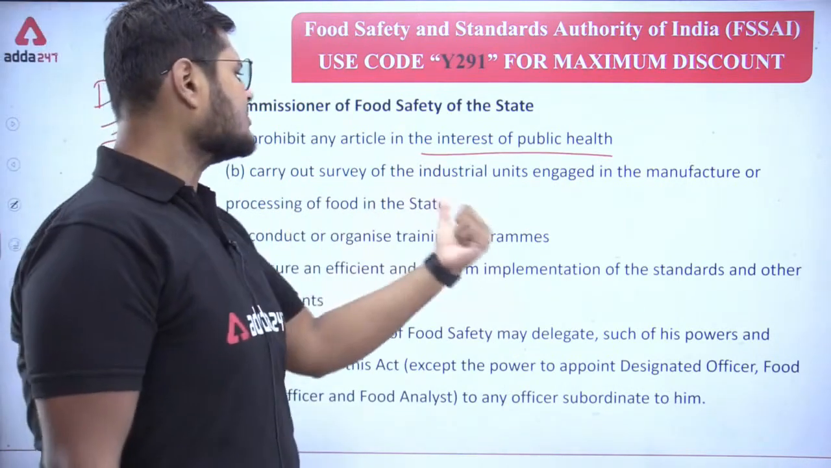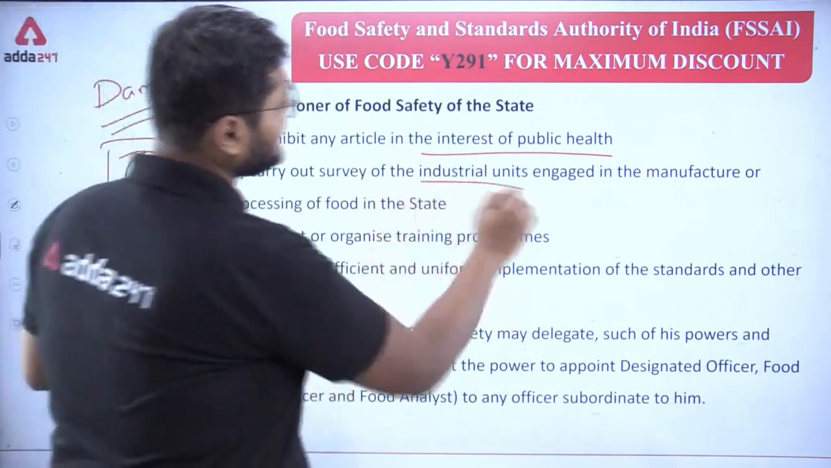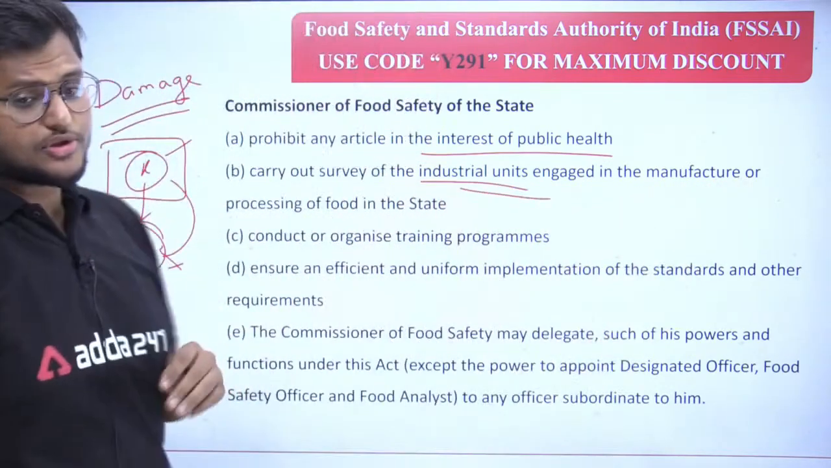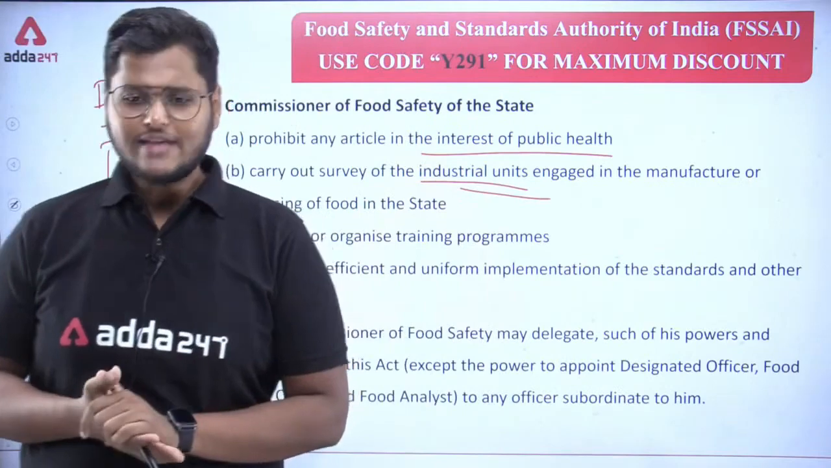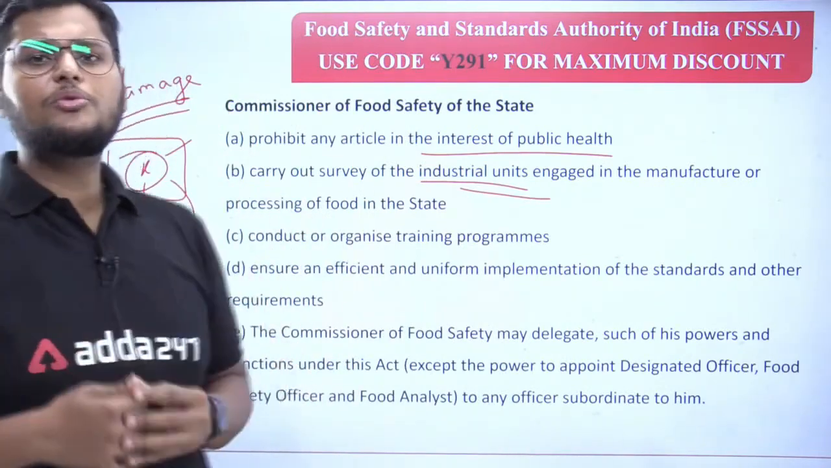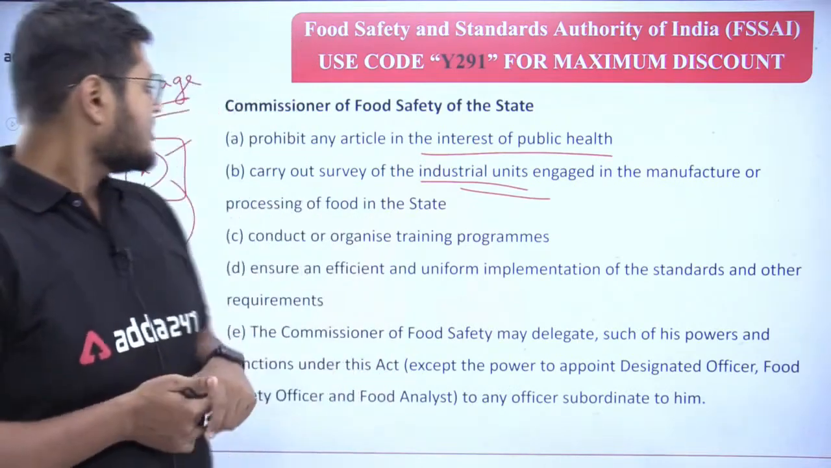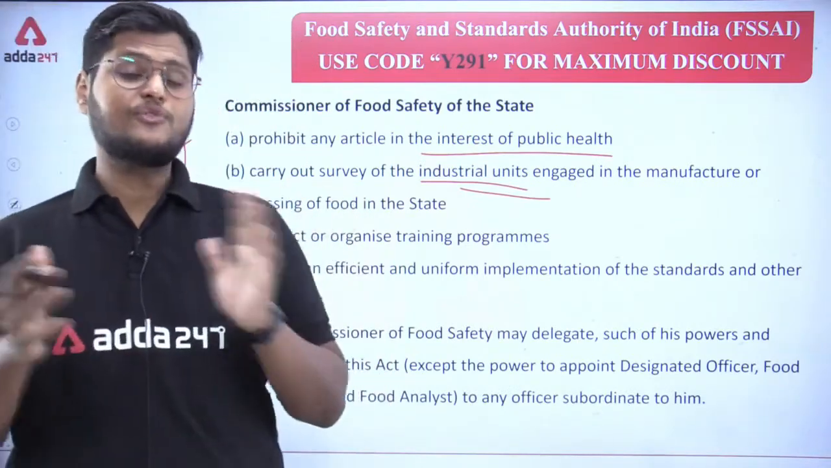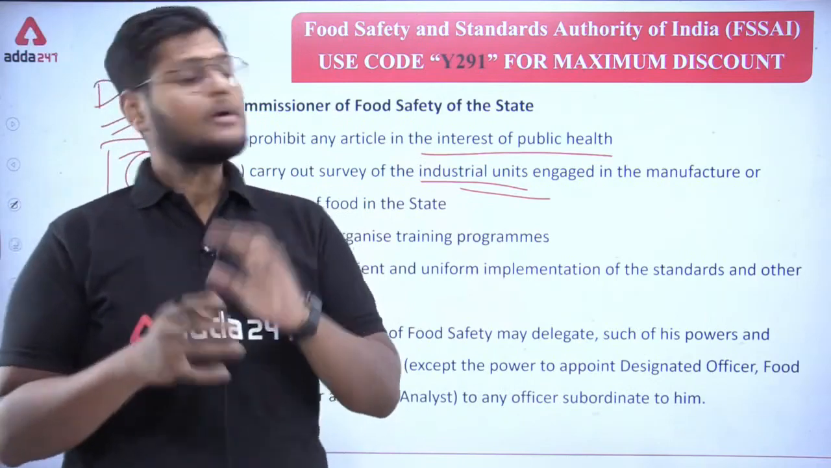Then, carry out surveys of the industrial units engaged in the manufacture or processing of food in the state. For example, there are certain industrial units, there might be some processing units, there might be some manufacturing units. So the State Food Safety Commissioner can carry out some survey.